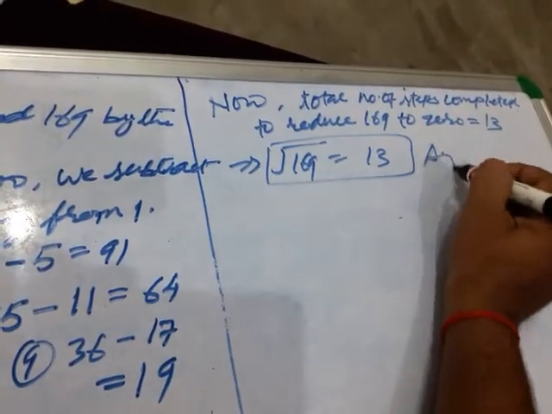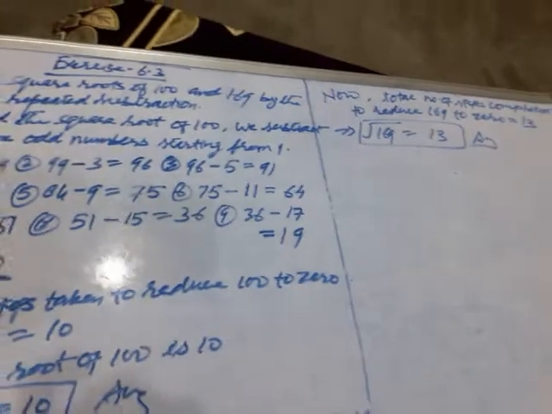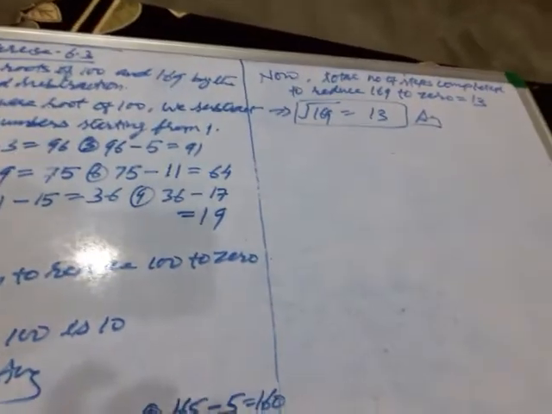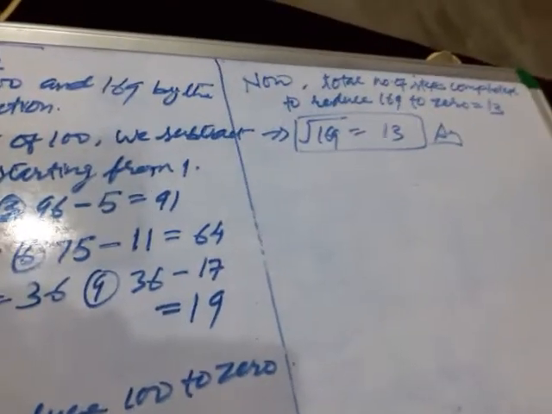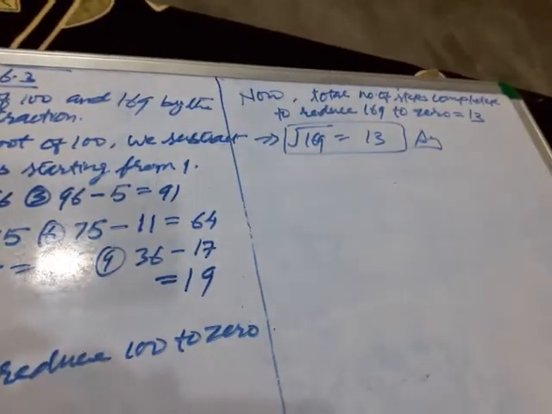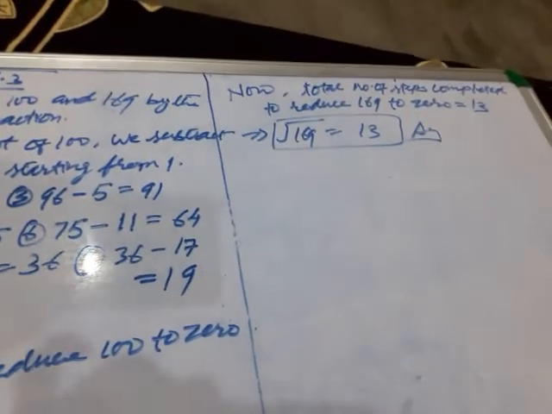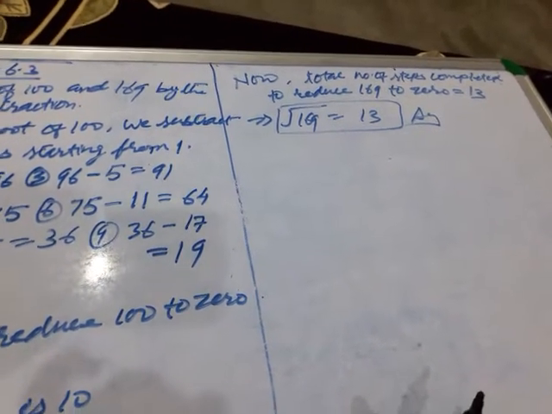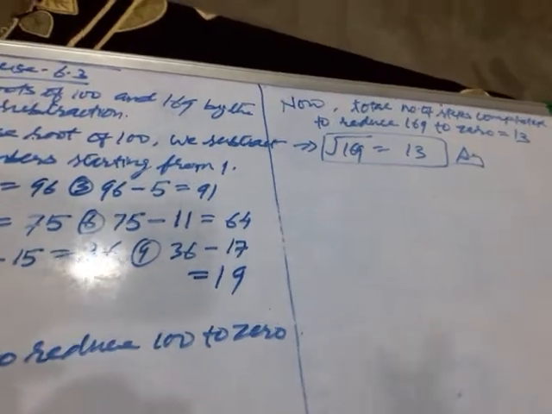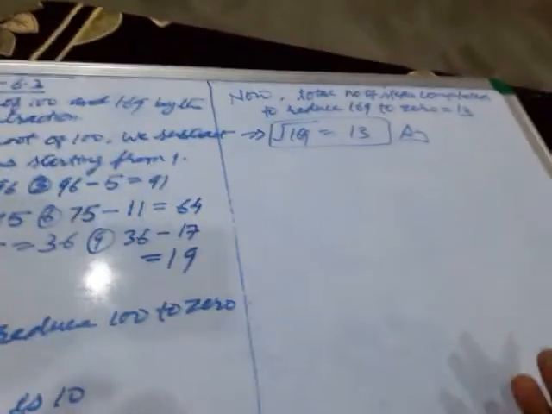Okay children, so this is how we find the square root of a number by the repeated subtraction method. Clear? What is the next question, children? Let us see. The next question is: find the square root of the following numbers by the prime factorization method. Here we will take up only one question of question number 4.